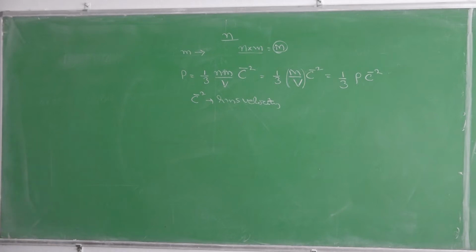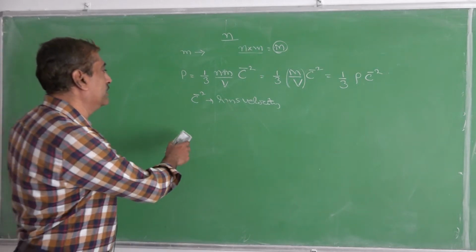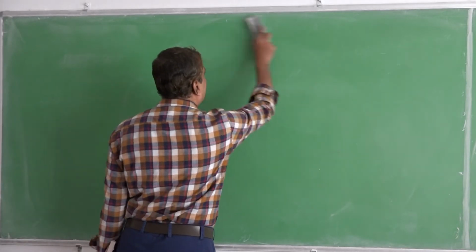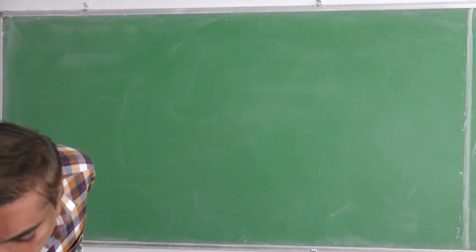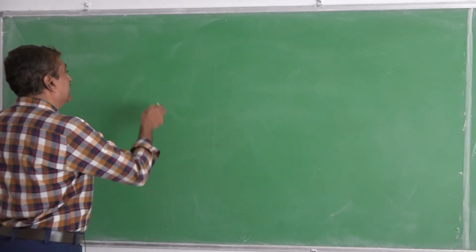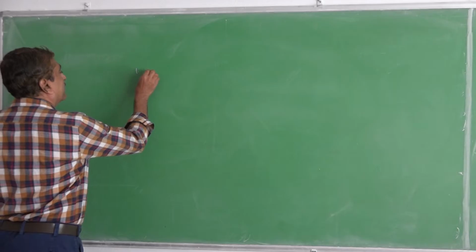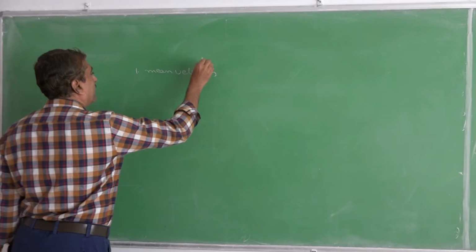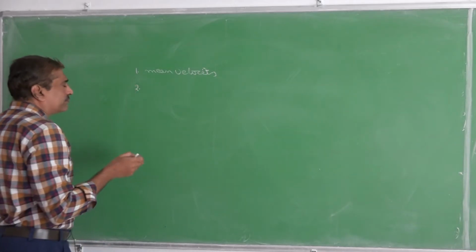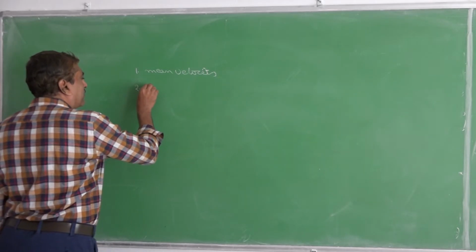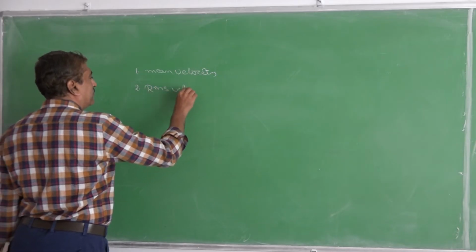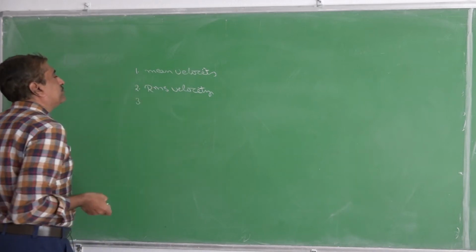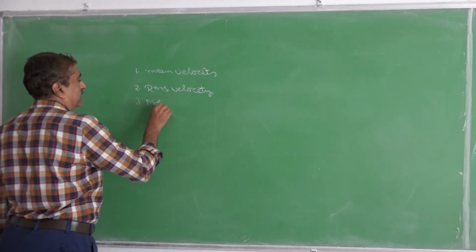And the next formula that you have to remember is RMS velocity. Now the different velocities of the gas molecules are, first one, mean velocity, the second one, RMS velocity, and the third one, most probable velocity.